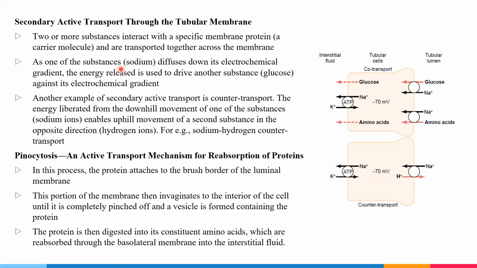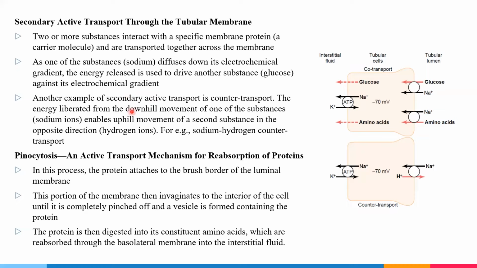As one of the substances, sodium, diffuses down its electrochemical gradient, the energy released is used to drive another substance, that is glucose, against its electrochemical gradient. Glucose has a different story altogether. Glucose concentration is higher in the intracellular fluid than the extracellular fluid. But since the transport of sodium releases enough energy to allow glucose transport along with it, this transport of sodium and glucose occurs together against the electrochemical gradient of glucose itself.